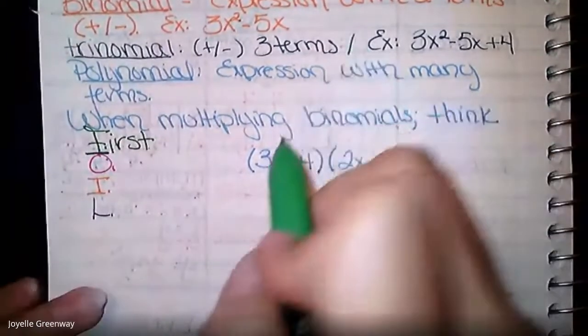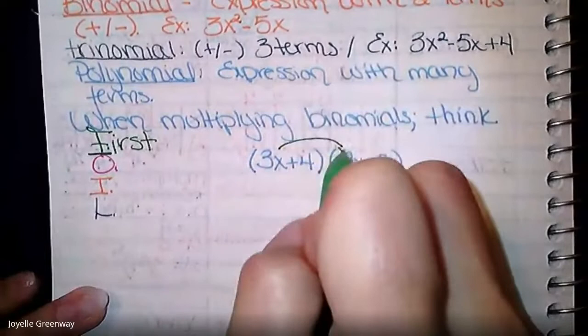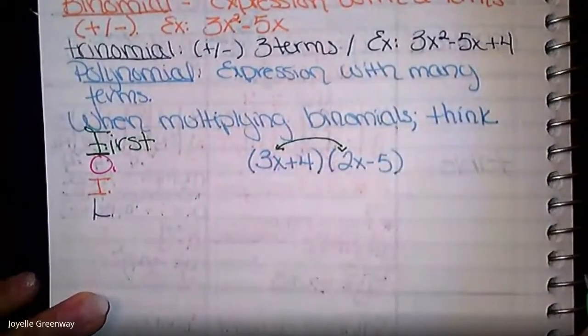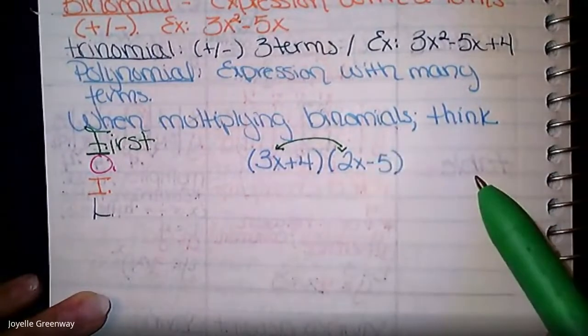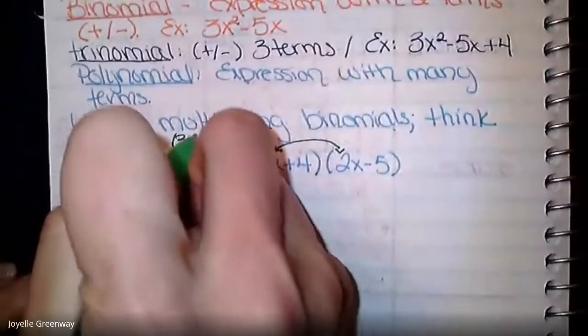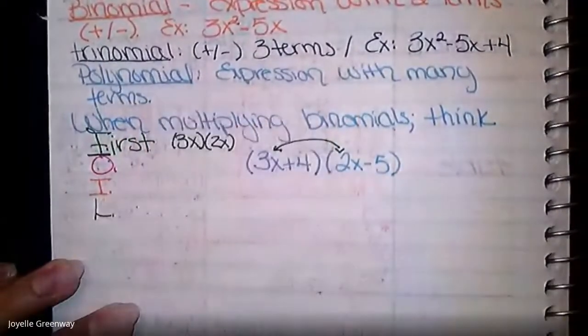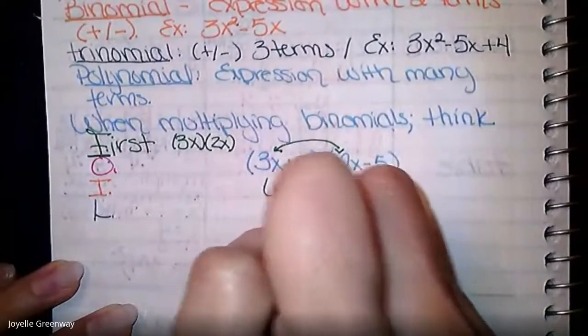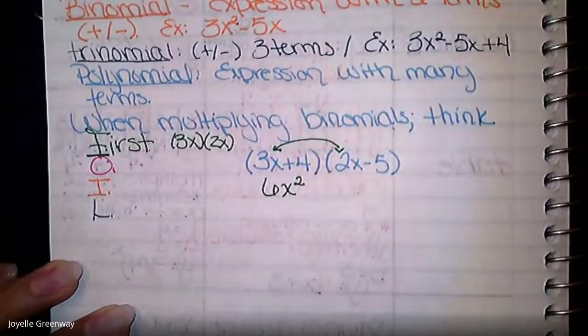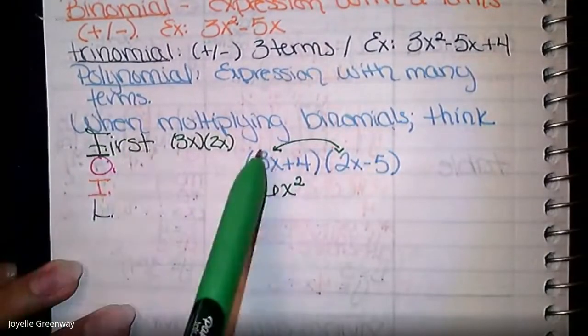So what that means is you multiply the first terms by each other, okay? So 3x times 2x, so we did 3x times 2x, and we get 6x squared. So multiply your first terms.